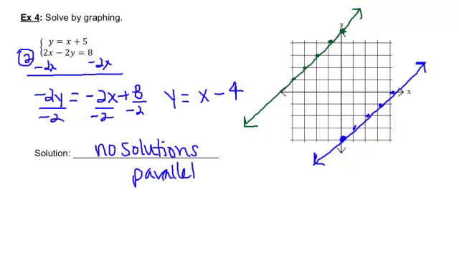Now a way to check to make sure that we have the correct answer, go back to your equations. What do you notice about the slope? You should notice that the slopes are the same. Again, if you remember from chapter 2, parallel lines have the same slope. So because they have the same slope, we know that they're going to be parallel lines, and we know that they're never going to intersect, so therefore there are no solutions for this system.